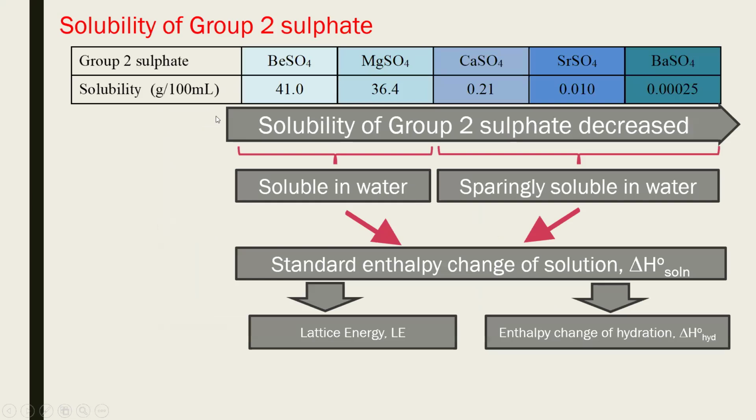Generally, going down the group 2 sulfates, the solubility decreases down the group. You shall see that beryllium sulfate and magnesium sulfate are soluble in water, whereas calcium sulfate, strontium sulfate, and barium sulfate are sparingly soluble in water. All of this can be explained from the angle of enthalpy change of solution in water, where we relate it to hydration and also lattice energy. Are you ready? Okay.